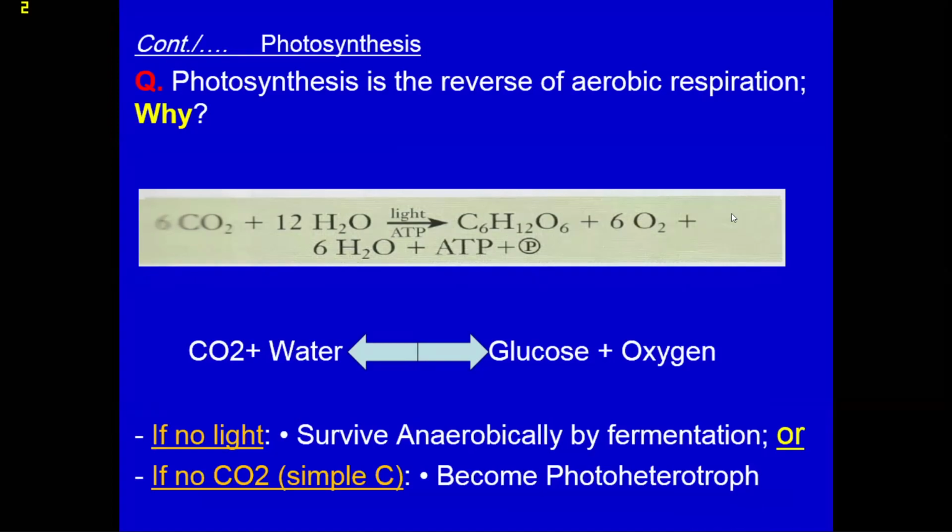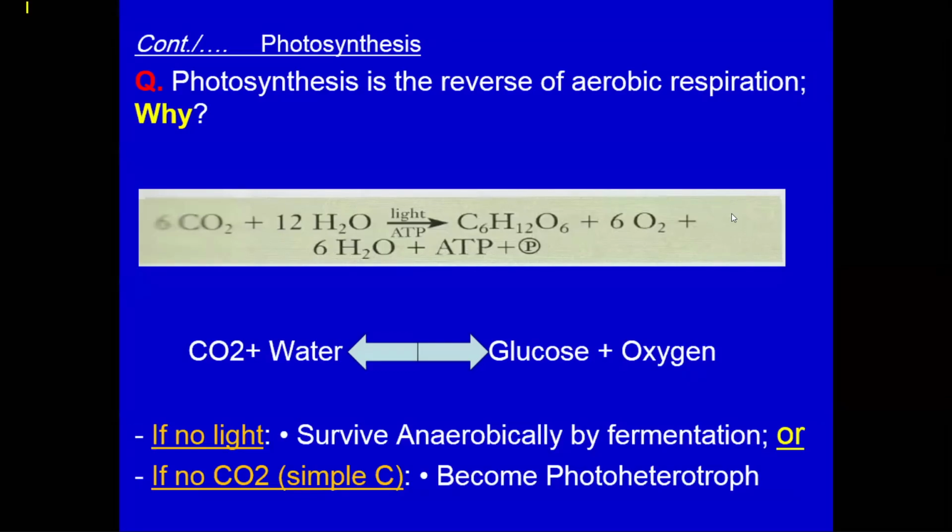Okay? If you have glucose plus oxygen, this is aerobic respiration, it can break it down into CO2 and water. If no light, if the microbe lives without light, they can survive anaerobically by fermentation. If you have no light and no oxygen, how does the microorganism live? Anaerobically, by fermentation.